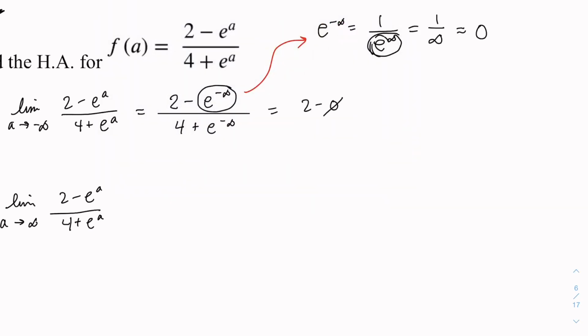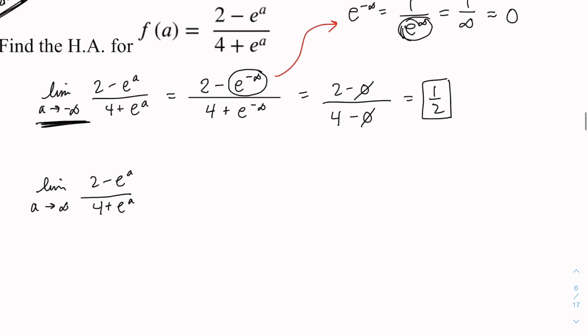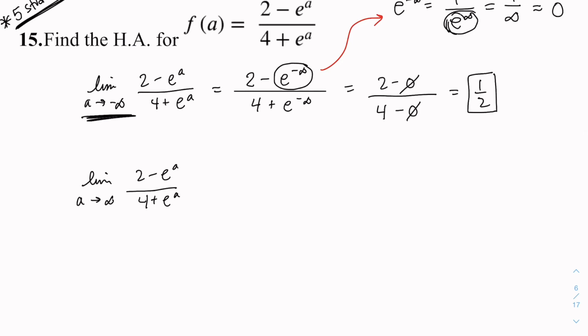We got 2 minus 0. Using the same logic, the denominator becomes 4 plus e to the negative infinity, which also is 0. So our final answer is 1/2. That's our left side limit as a approaches negative infinity. Now let's see what happens on the right side as a approaches positive infinity. We'll plug it in as before. So 2 minus e to the positive infinity over 4 plus e to the positive infinity.